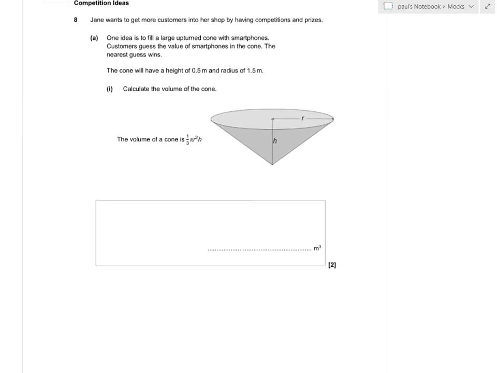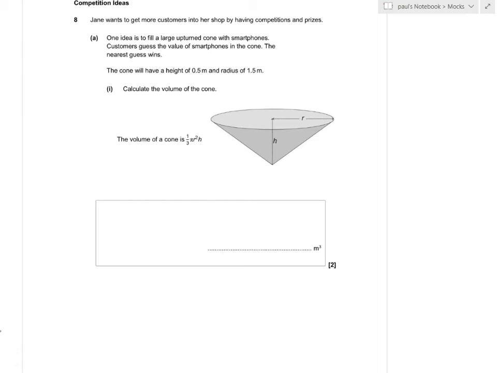Right, Joan wants to get more customers now, by having competitions and prizes. One idea is to fill a large upturned cone with smartphones. Customers guess the value of the smartphones in the cone. The nearest guess wins. The cone will have a height of 0.5 and a radius of 1.5.